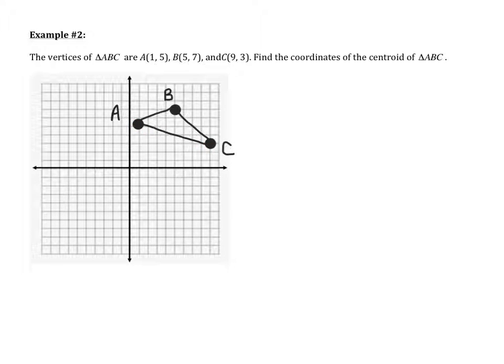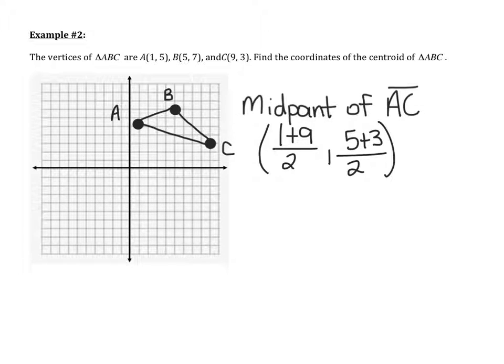So I'll use the midpoint formula. Remember, to find a midpoint, you add the x's together and divide by 2, and then you add the y's together and divide by 2. So to find the midpoint of AC, I'll add 1 to 9 and divide by 2, then add 5 to 3 and then divide by 2. Simplifying that, I would get (5, 4).